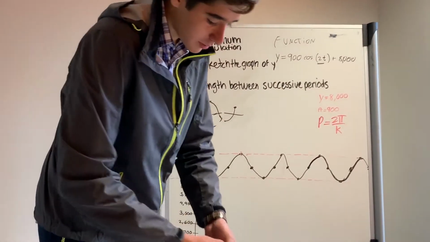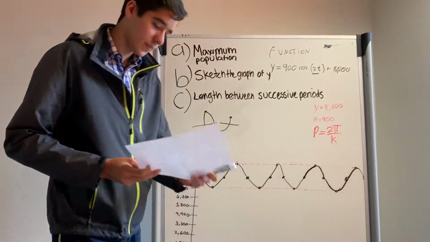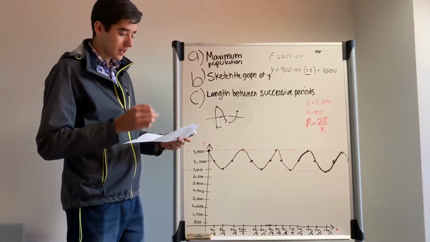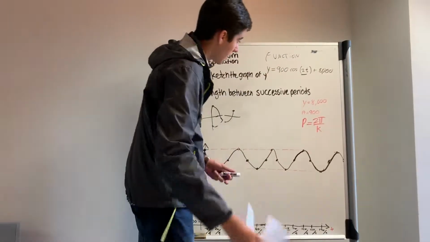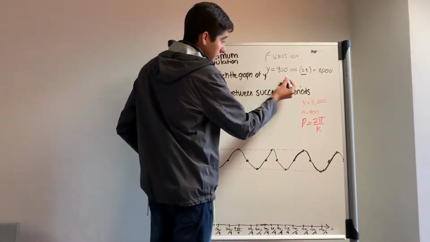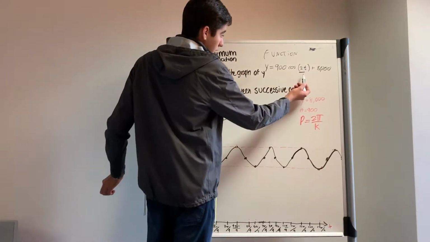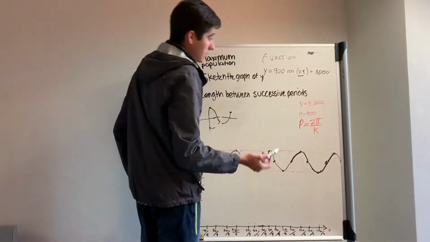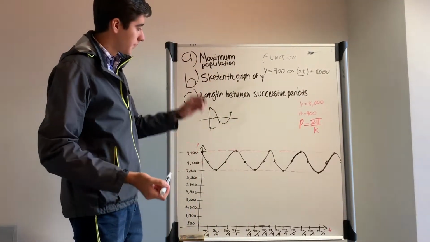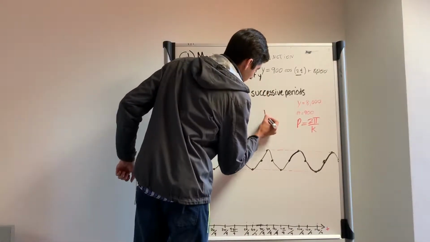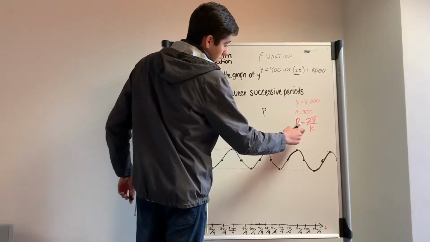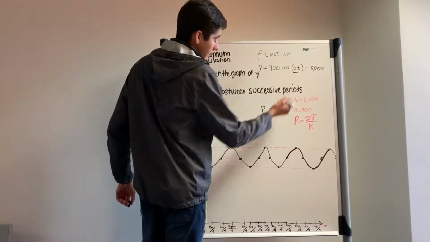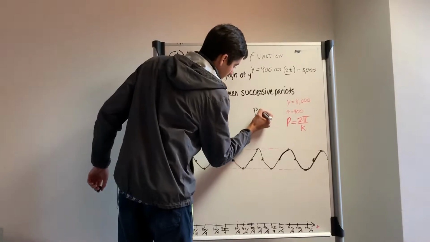The problem that we're going to be seeing today is a predator-prey model in which the predator population is modeled by this function. 900 is the amplitude, it is the cosine function of 2t, where t is measured in years, and 8,000 is the starting point. The formula for the period is 2 pi over k. In this case, k is 2, so the period is equal to pi.